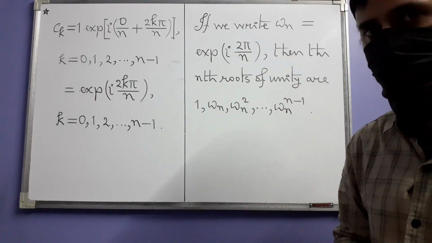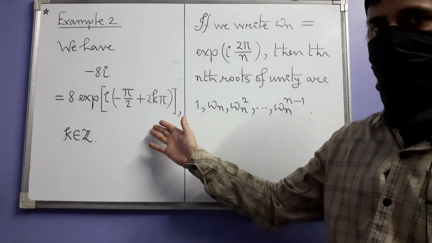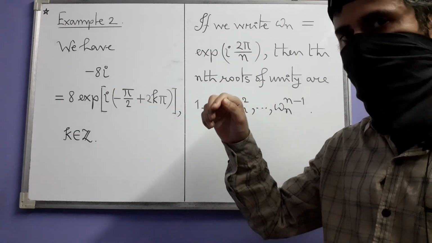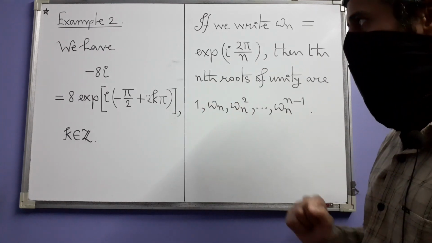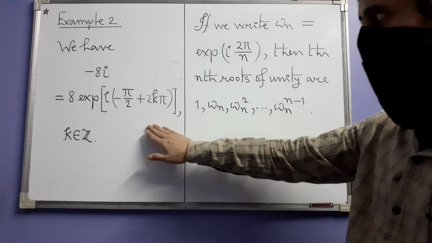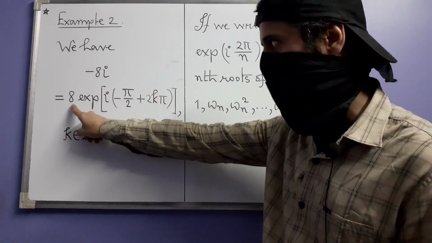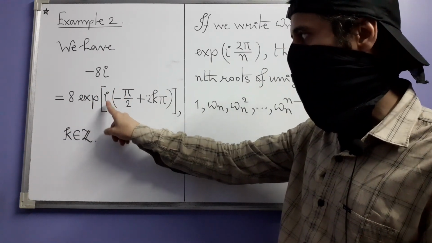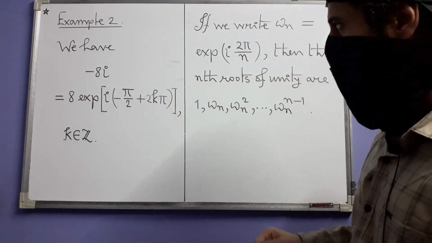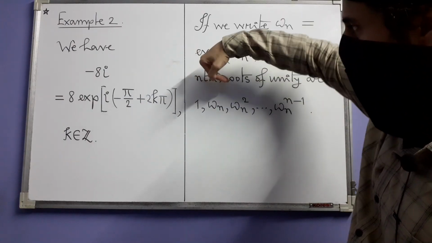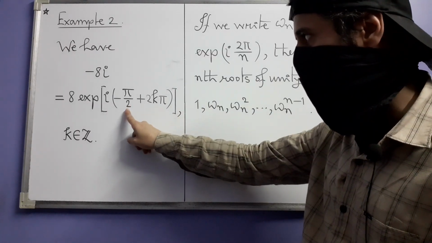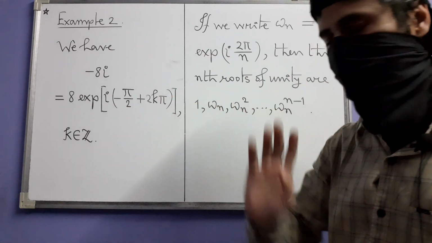In example 2, we considered the purely imaginary number minus 8i. So geometrically it lies on the negative imaginary axis, 8 units distance away from the origin. And its exponential form can be written like this. The absolute value of course is 8 times exponent of i times, and you need to write an argument here. So why not the principal argument? The principal argument for this type of number is of course minus pi divided by 2. So we have written plus 2k pi as usual, where k is some integer.